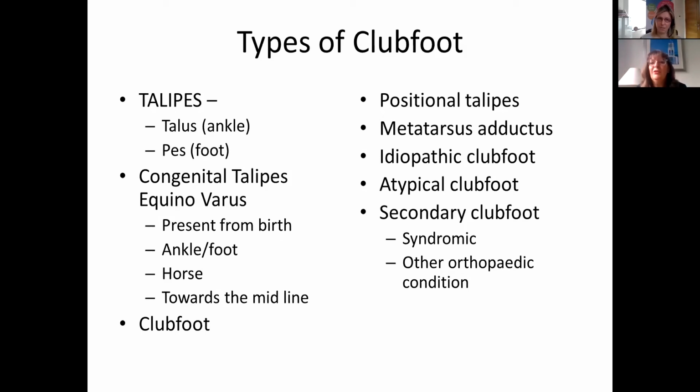Okay, so I'm going to talk a little bit about the different types. These are the most common types. There's positional talipes, Metatarsus Adductus, then there's idiopathic clubfoot, atypical clubfoot, and secondary clubfoot. And within that secondary clubfoot, I'm including feet that have a clubfoot type deformity that has another condition underlying it. So it's either a syndrome or another orthopaedic condition.